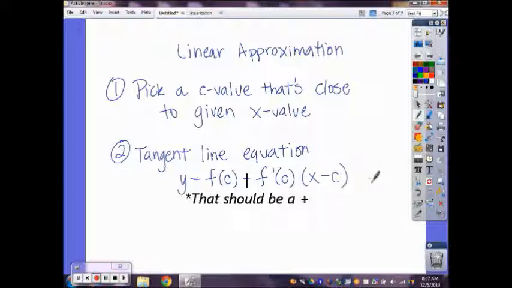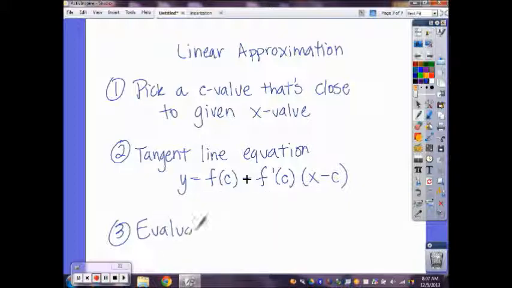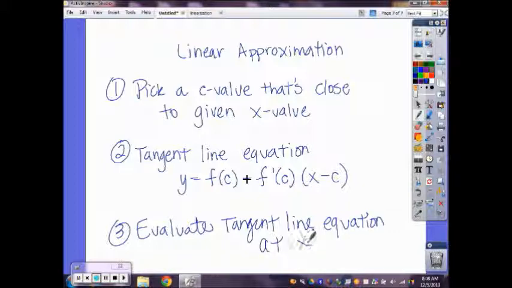And then you evaluate the tangent line equation at the x value. So once you get all your c's filled in and you've simplified, then you plug in the x value for x and you get your estimate. And that is linear approximation.